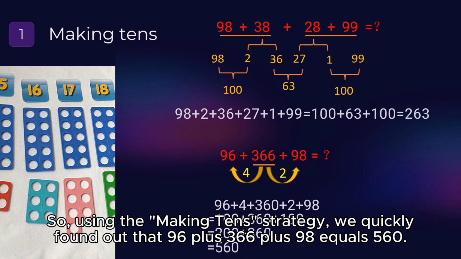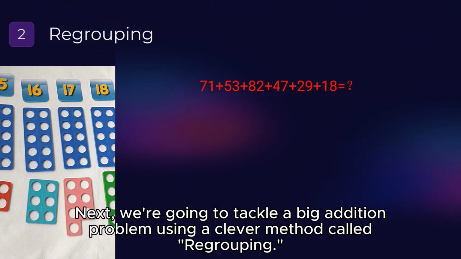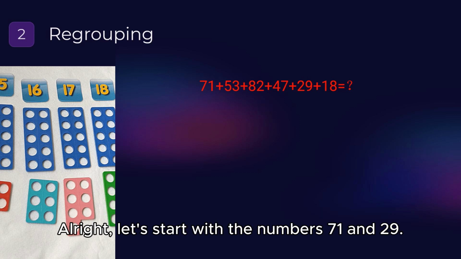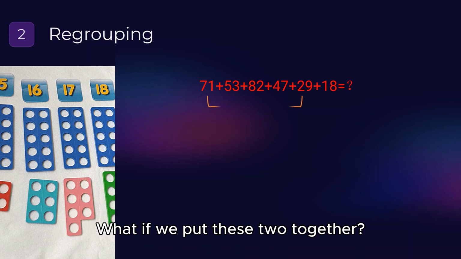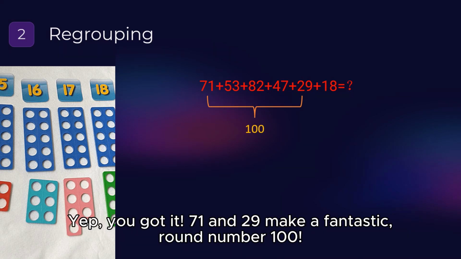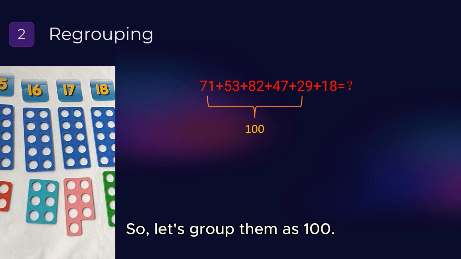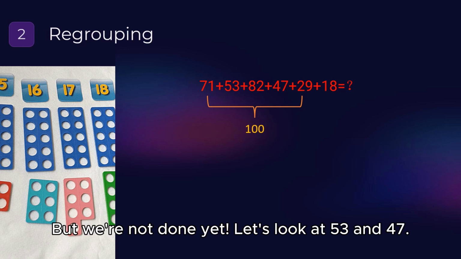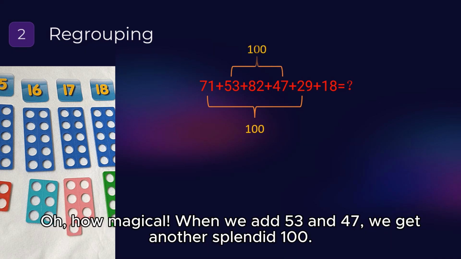Next, we're going to tackle a big addition problem using a clever method called regrouping. Alright, let's start with the numbers 71 and 29. What if we put these two together? Yep, you got it. 71 and 29 make a fantastic round number, 100. So, let's group them as 100. But we're not done yet. Let's look at 53 and 47. Oh, how magical! When we add 53 and 47, we get another splendid 100.